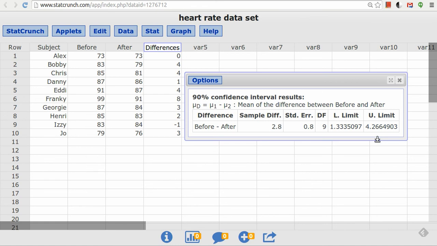It's important to note here that those differences are positive because of the order that these are subtracted in. So a positive value here means that the before was higher than the after. It's important to keep in mind when analyzing and interpreting these data.